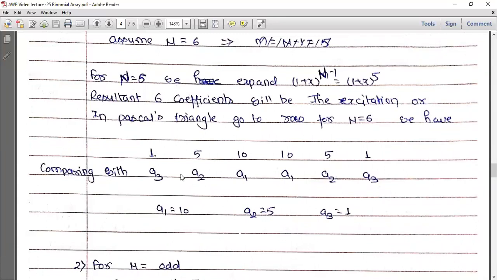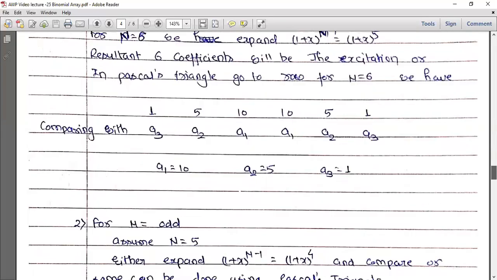All of them should be allotted to the elements. Since there are 6 elements, the origin is somewhere here in between, then A1 and A1, A2 and A2, A3 and A3. Now by comparison, A3 will be equal to 1, A2 will be 5, A1 will be 10, and we considered initially that the amplitude should be symmetrically distributed. So by default, the binomial expansion will give you this particular distribution. That is why we had considered the excitation to be symmetrically distributed around the origin.